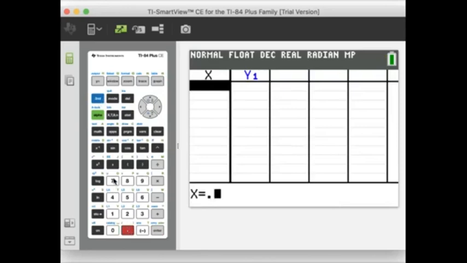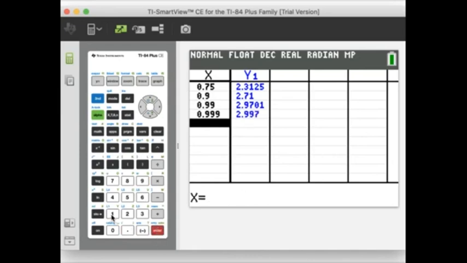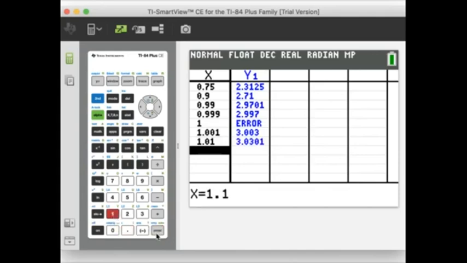So we have 0.75 as our first x value. 0.9 is our next x value. 0.99, 0.999, 1, 1.001, 1.01, 1.1, and 1.25.